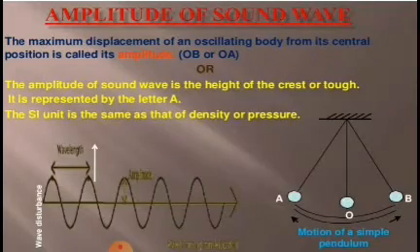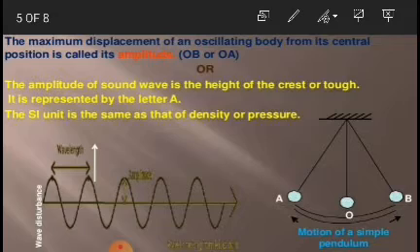Now amplitude. The maximum displacement of an oscillatory body from its central position is known as amplitude. Here you can see the movement from OB or to the OA. The amplitude of the sound wave is the height of the crest or trough. It is represented by the letter A. The SI unit is the same as that of density or pressure.